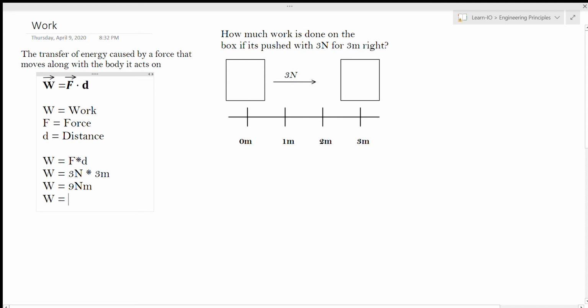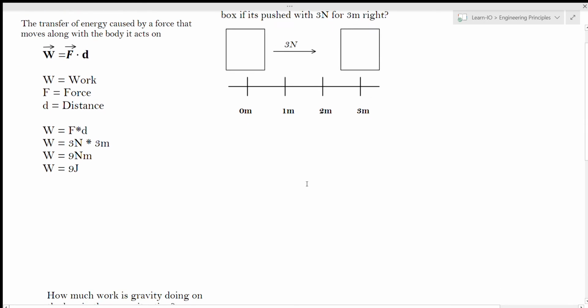That gives us, when multiplied, a work of 9 Newton meters. One thing I also want to point out is that a Newton meter is actually equivalent to a joule. So 1 Newton meter is the same as 1 joule, and that's the unit for energy. So the amount of work done on the box is 9 joules. That also makes sense because work is a transfer of energy. So this means that 9 joules of energy were transferred to the box through this force.